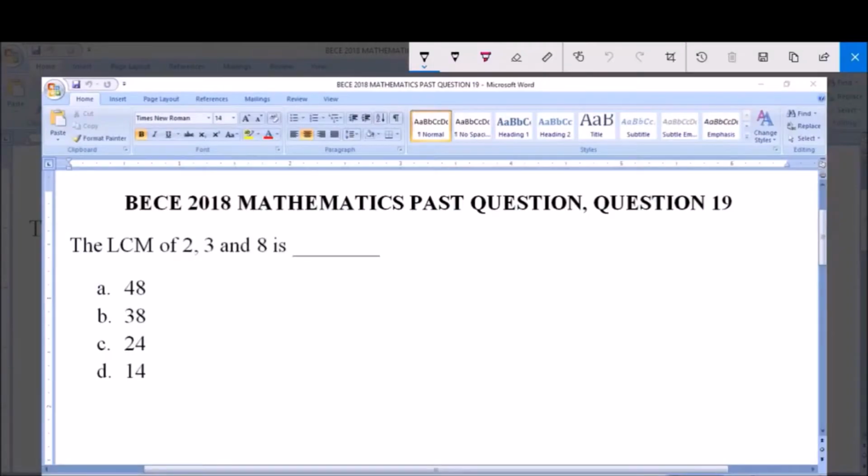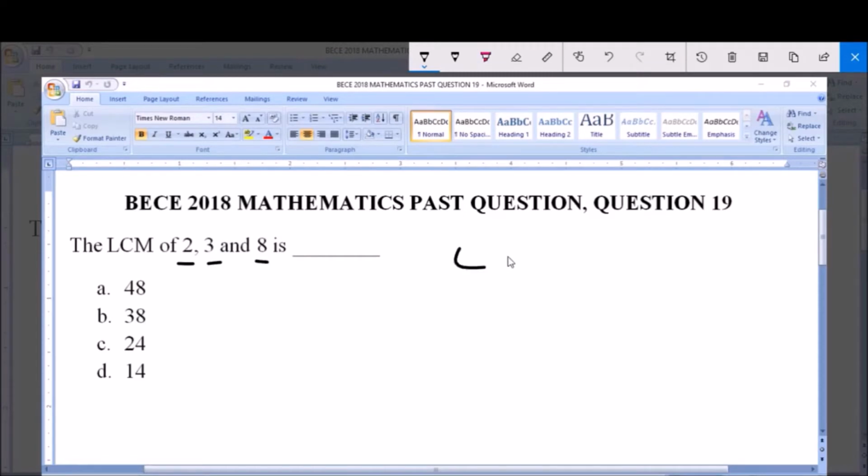Hello, good day and welcome. Today we're going to be dealing with BECE 2018 Mathematics Past Question, question 19. The LCM of 2, 3 and 8 is dash. A 48, B 38, C 24 and D 14. So we have to find the LCM of the following set of numbers, which is 2, 3 and 8.